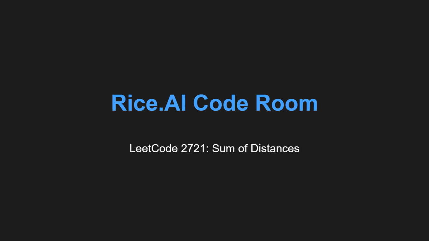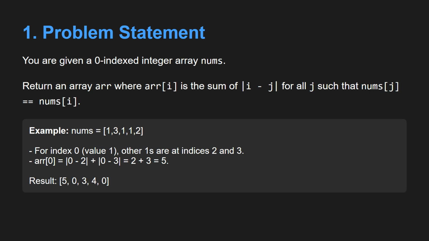Today we are tackling LeetCode 2721, sum of distances. In this problem, we are given a zero-indexed integer array called nums. We need to create an array, let's call it ARR, where each element ARR at I is the sum of the absolute differences between the index I and all other indices j, where the value at nums j equals the value at nums I. For example, if nums is 1, 3, 1, 1, 2, the ones are at indices 0, 2, and 3.